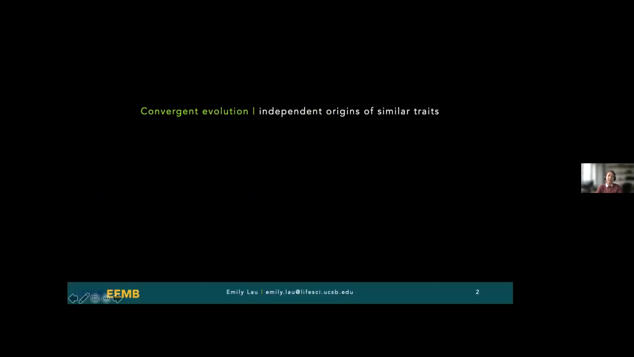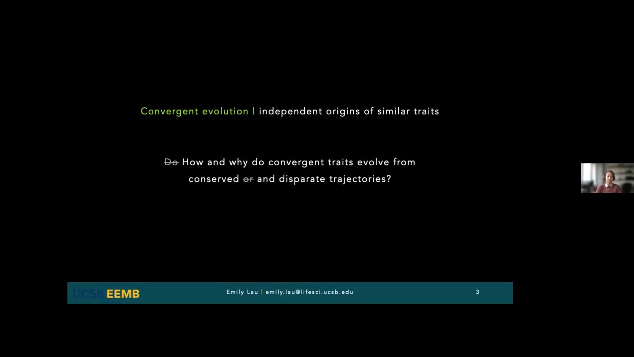I am particularly interested in convergent evolution, which is when similar traits independently evolve. A long-standing question is, do convergent traits evolve from conserved or disparate trajectories? Now we know that they can evolve from both types of trajectories. So we can tackle questions like how and why do convergent traits evolve from different or similar trajectories?